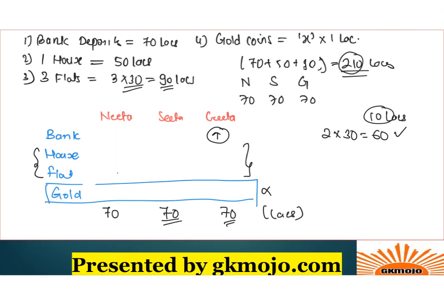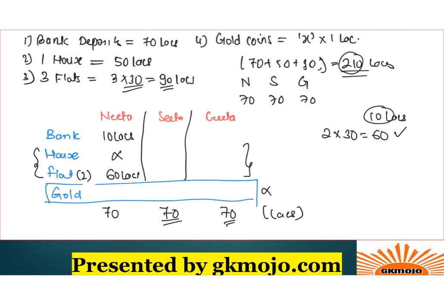So Nita would have received assets in the following manner: two flats of 60 lakhs and a bank deposit of 10 lakhs, and no house. This is what Nita would have got according to the conditions given in the question. Now, if Geeta gets a flat, then she will have lower bank deposits than what Sita has.